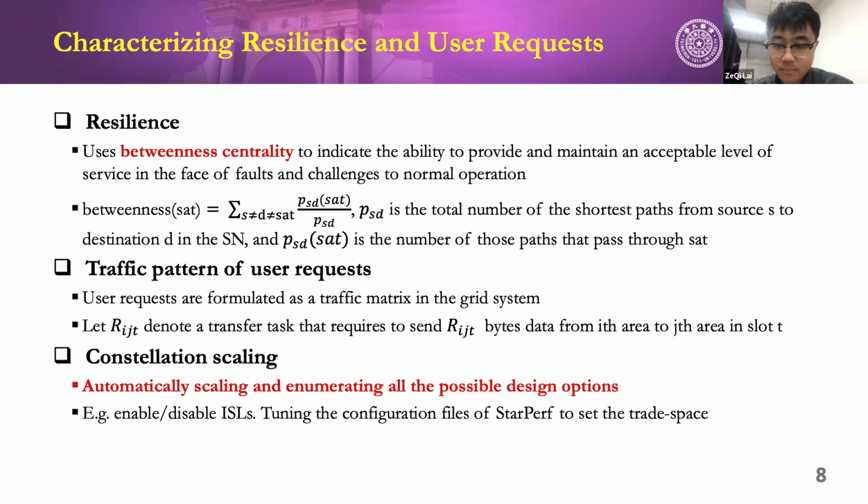We also use the Betweenness centrality to indicate the ability to provide and maintain an acceptable level of service in the face of faults and challenges to normal operations. User requests are formulated as a traffic matrix in the grid system, and StarPerf automatically scales to enumerate all the possible design options. For example, increase the number of satellites or enable or disable the inter-satellite links. For more details of our performance model, we encourage you to read our paper.